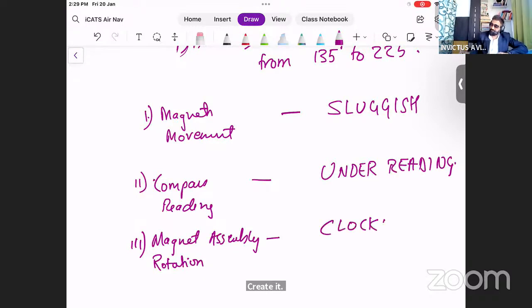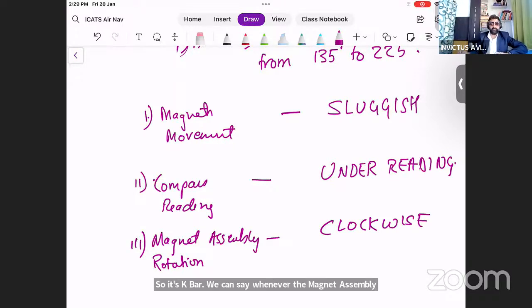So इसके बाद we can say whenever the magnet assembly is moving anti-clockwise, the reading would be over-reading. And when the magnetic movement is clockwise, the reading would be under reading. ये shortcut होगा आपका. ये notes में specify किया, मैंने highlight भी किया. Clockwise.